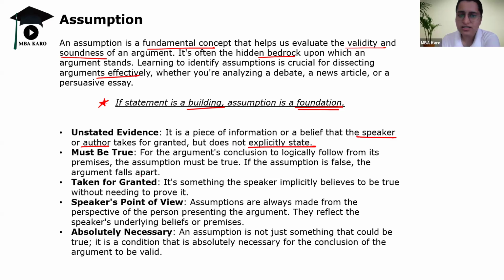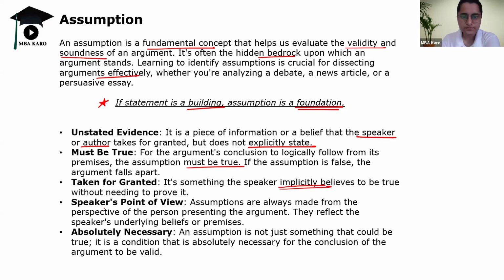Okay. Assumption must be true. For the argument's conclusion to logically follow from its premises, assumption must be true. If the assumption is false, the argument falls apart. So we have discussed that assumption has to be true for the argument to be logically valid and for the soundness of the argument. Okay. Assumption is taken for granted. It is something that the speaker implicitly believes to be true. As I said, we have a class at 5 p.m. So I already assume that you guys are available, you can attend the class live. That is why we are keeping it. And if this assumption falls apart, then keeping the class at 5 does not make any sense.